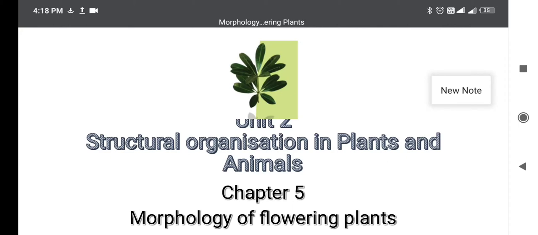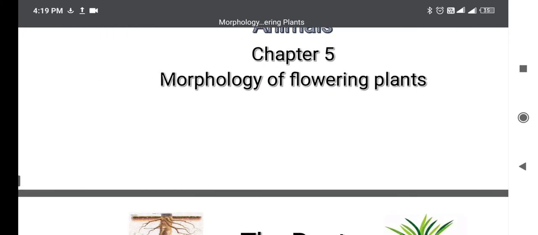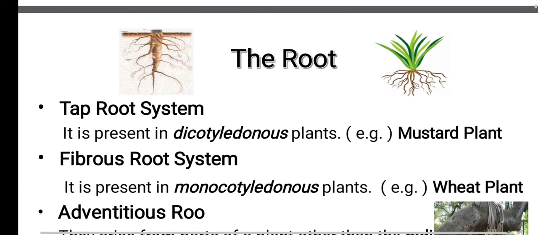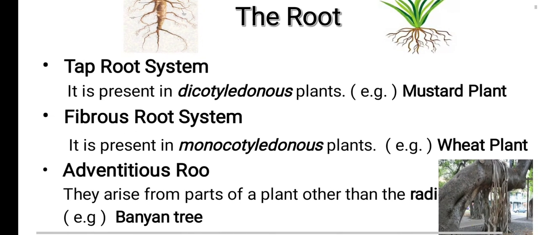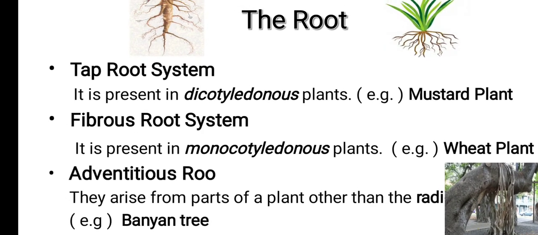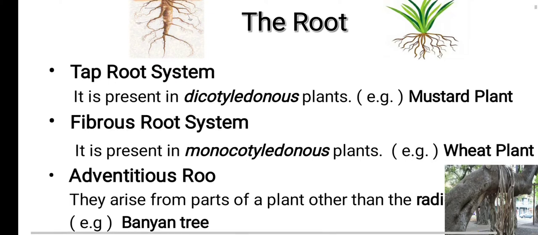What is meant by morphology? Morphology is a term that describes the outward structures of a plant and its plant body. First and foremost, we are going to learn about the root system in detail.